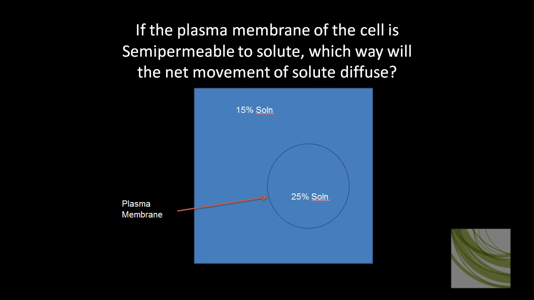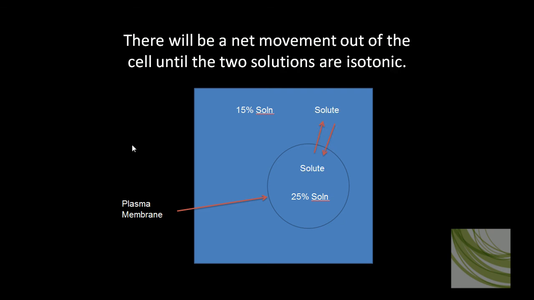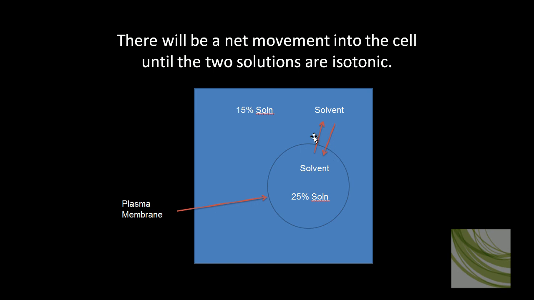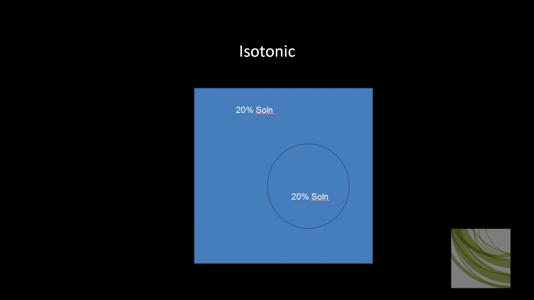Now, if the plasma membrane of the cell is semi-permeable to solute, which way will the net movement of solute diffuse? There will be a net movement out of the cell until the two solutions are isotonic at 20%. If the plasma membrane of the cell is semi-permeable to solvent, which way will the net movement of solvent diffuse? Back and forth until the two solutions are isotonic. We'll get a net movement into the cell of solvent. Remember, 85% to 75%. That should explain the concept of diffusion.